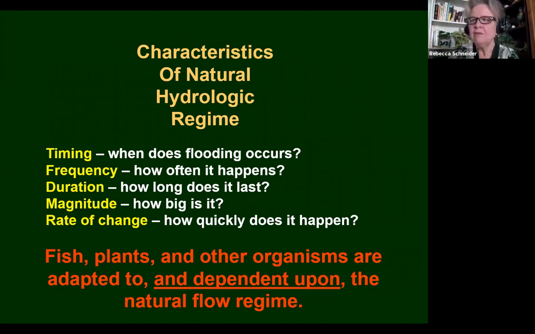They're now called environmental flows, the natural hydrologic regime, and there are five key characteristics: timing, frequency, duration, magnitude, and rate of change. So timing: when does flooding occur? Does it occur in the middle of the summer when everything's growing? Does it occur in the middle of the winter when everything's dormant? How often does it happen? Is it every year or is it once every 50 years? How long does it last? Does it last a day or two? Or is it lasting for months?